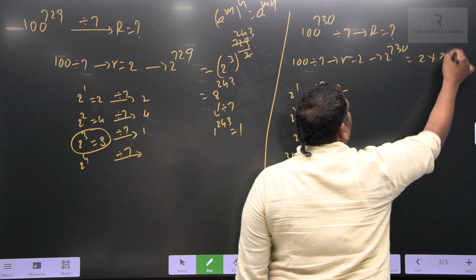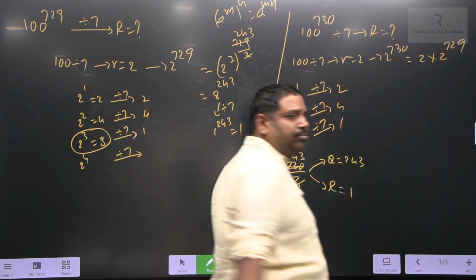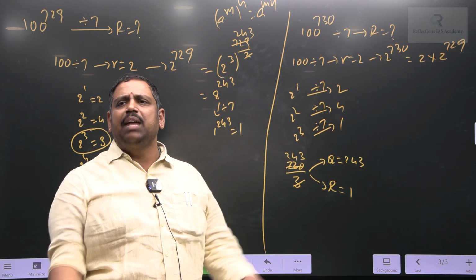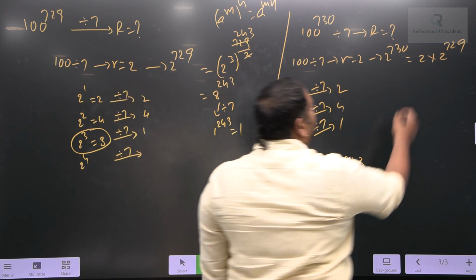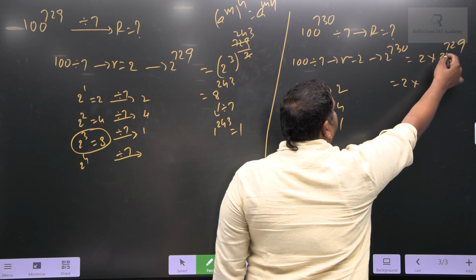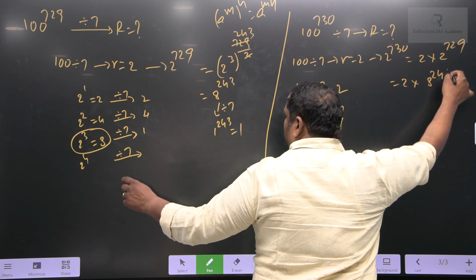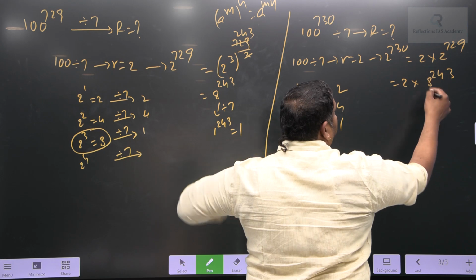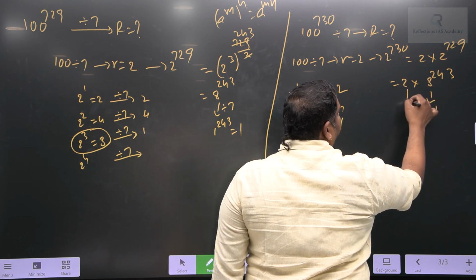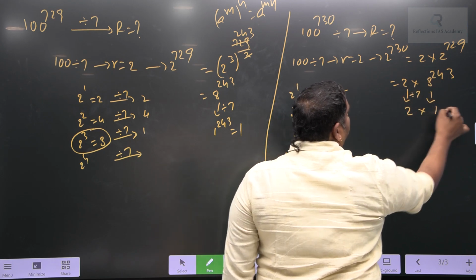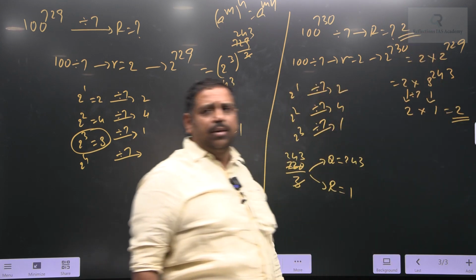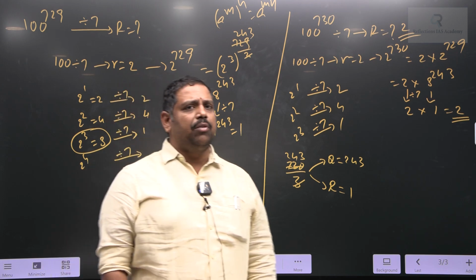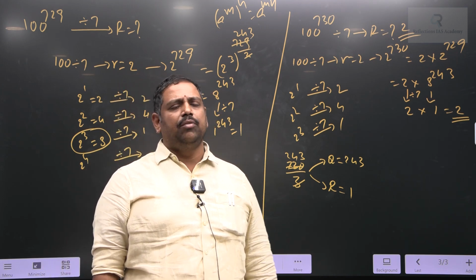I'll write 2 into 2 power 729. Then the game is over, right? Because the same pattern appears, right? What you will get is 2 into 8 power 243, which I already did here, right? Then which is nothing but 1 you will get. When you divide this with 7, the remainder is 2 only. So altogether the final remainder is how much? 2 is the final remainder. Hope you understand. This is the concept of remainders. Got it, all of you?